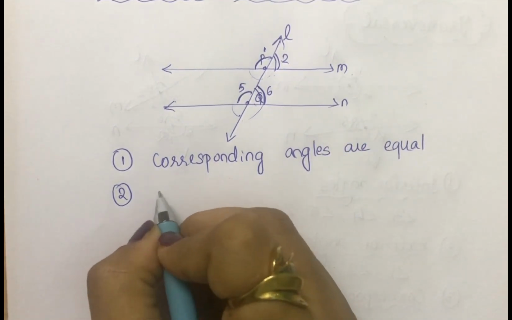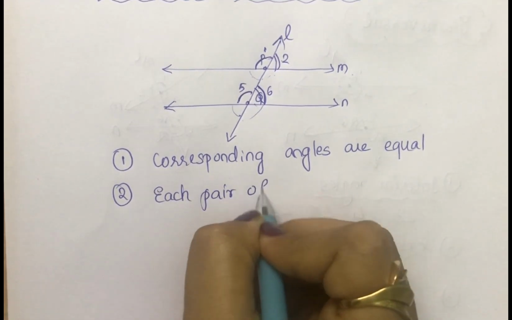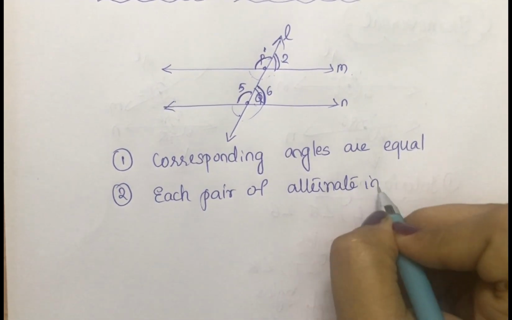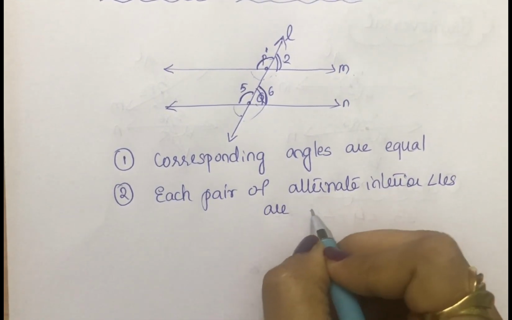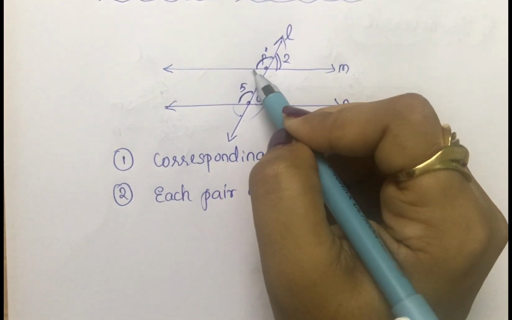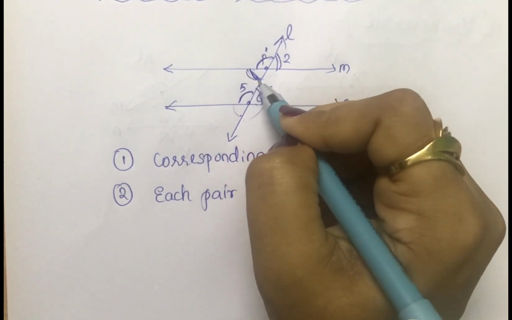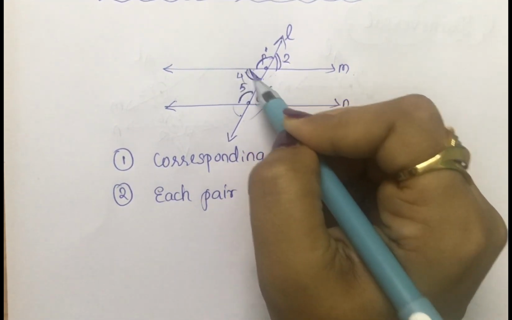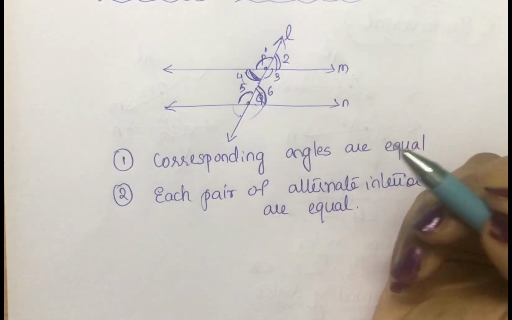So each pair of alternate interior angles are equal. Okay, alternate interior angles means here, this one. What is this? This is 1, 2, 3, 4. Angle 4 and angle 6 are equal, and angle 3 and angle 5 are equal.